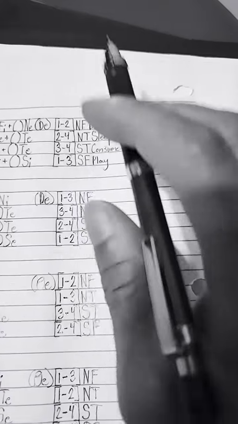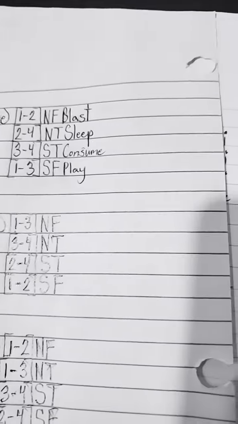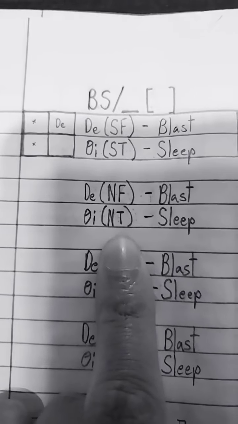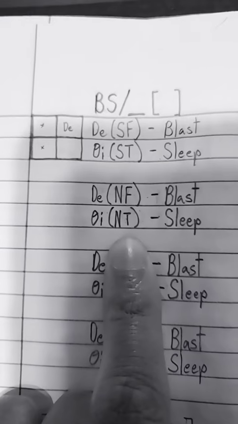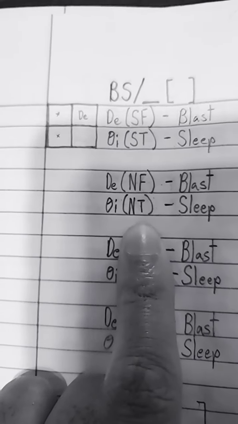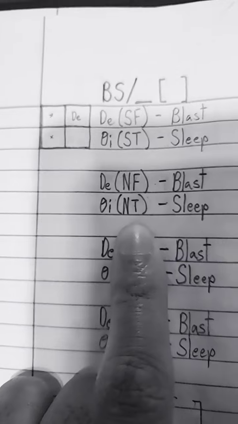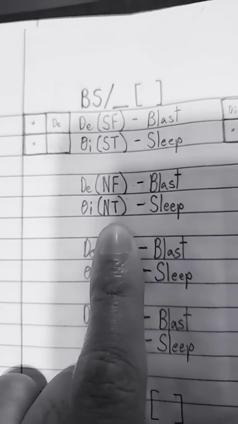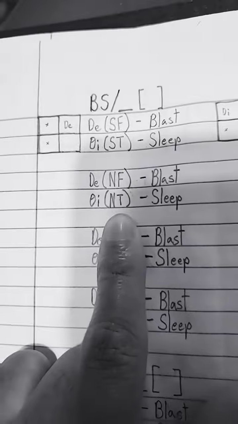So what's next? See, if we had our bingo book out, I could show you the visual representation in the Punnett square, which I might pause. I found it in the bingo book. Blast, sleep, NF-NT, DE and OI, blast, sleep, NF, NT. Until next time.